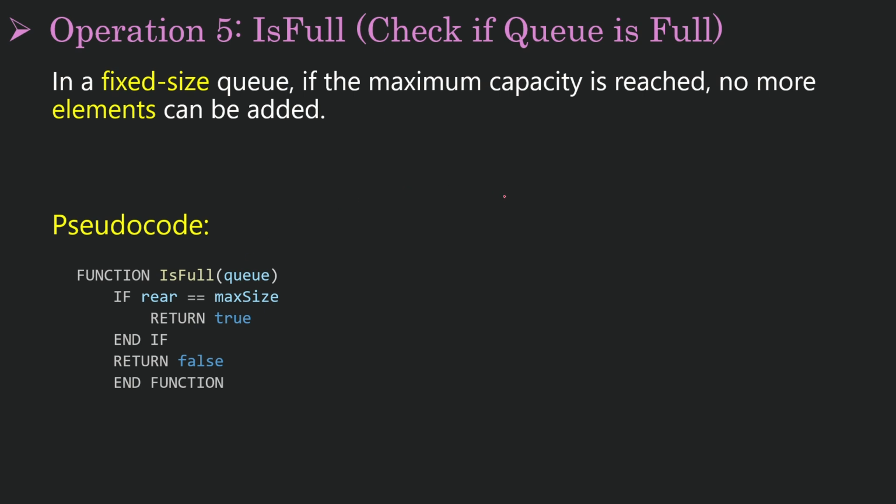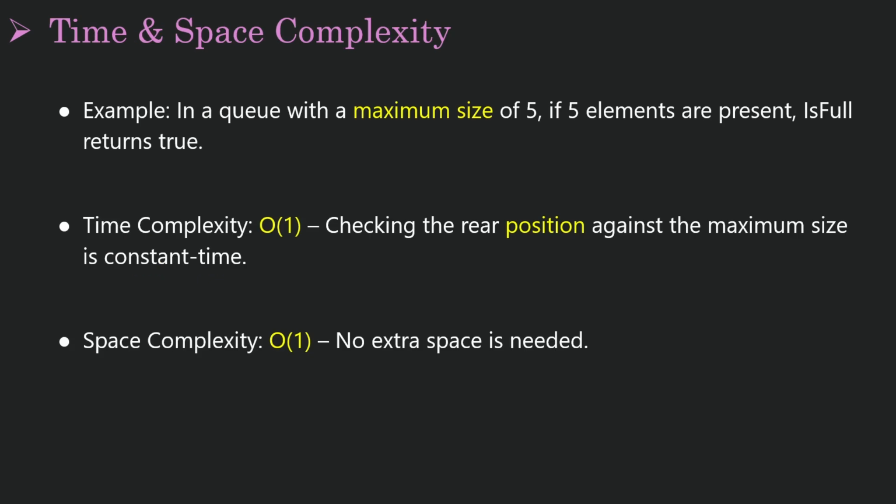Explanation. In a fixed-size queue, if the maximum capacity is reached, no more elements can be added. Let's see the pseudocode. Check if rear position has reached the queue's maximum size. Indicate queue is full. Indicate queue has space available. Example. In a queue with a maximum size of 5, if 5 elements are present, is full returns true. Time complexity, O of 1. Checking the rear position against the maximum size is constant time. Space complexity, O of 1. No extra space is needed.